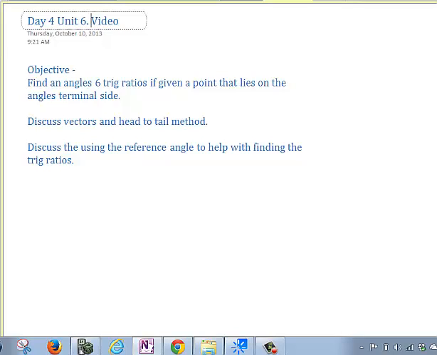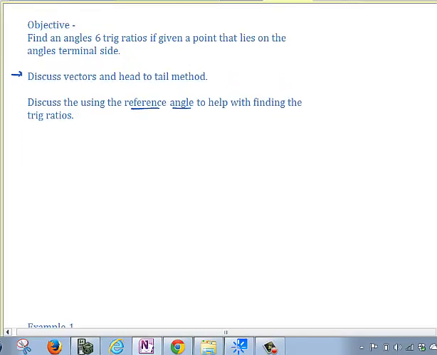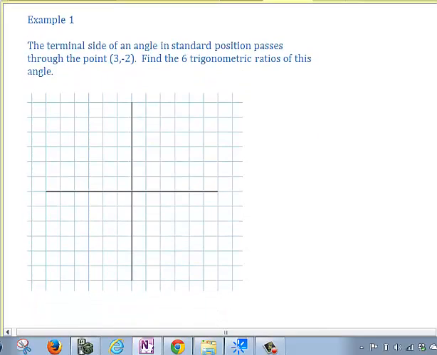I'm going to give you a problem for notes, and then I'm going to have you do one on your own. So in this discussion, I'm also going to talk about vectors. If you've had physics and you know what vectors are, then this should be kind of a review. And I'm going to discuss using the reference angle to help us find the trig ratios. We haven't discussed reference angle yet. Today we'll be introducing the idea of what the reference angle is. So moving along, our first example, just watch this example. You don't need to take any notes, just see how it's done.